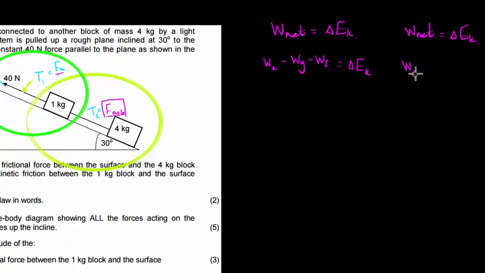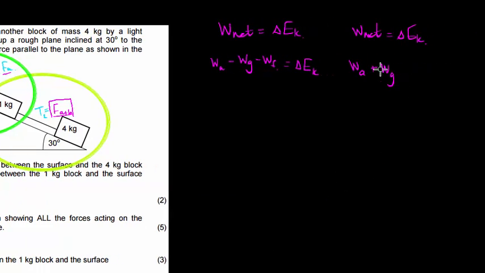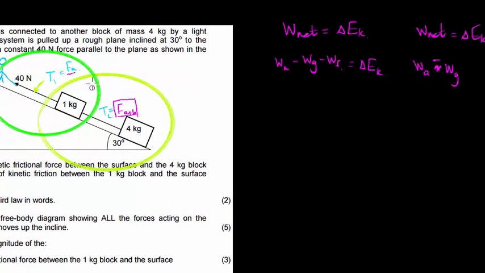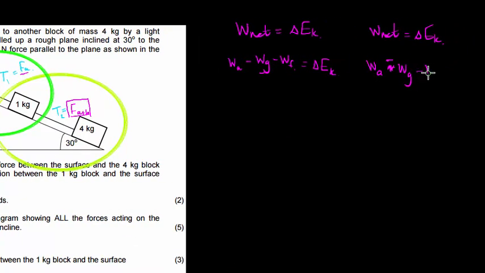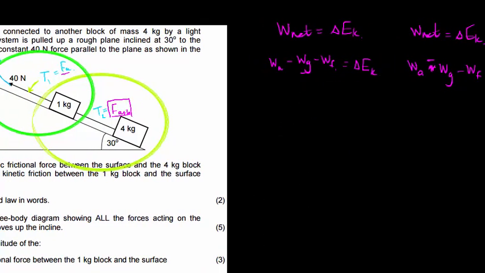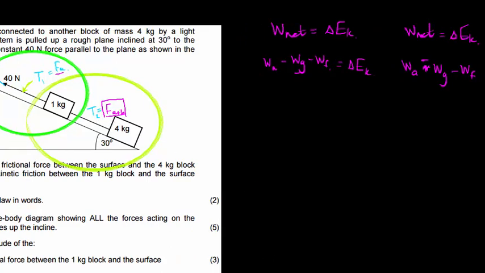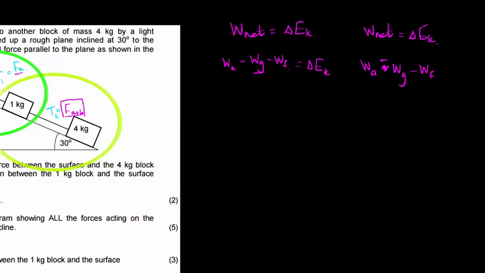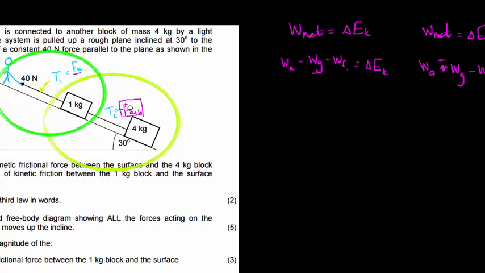Yes, there's work done by the applied force. Then there is work done by gravity, and also frictional force, sorry, subtract. But is the work done by gravity on the first part the same as the work done by gravity there? No, it's different, because it's different masses. That would be one thing that's different. Would the work done by friction be the same as the work done by friction here? No, it's different. Are those all the forces acting on that box? What other forces are acting on it? Tension.